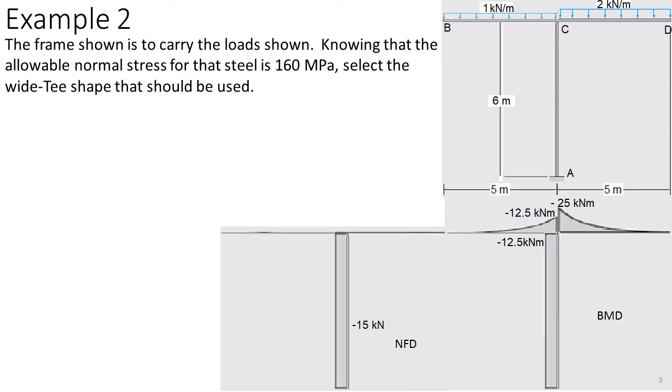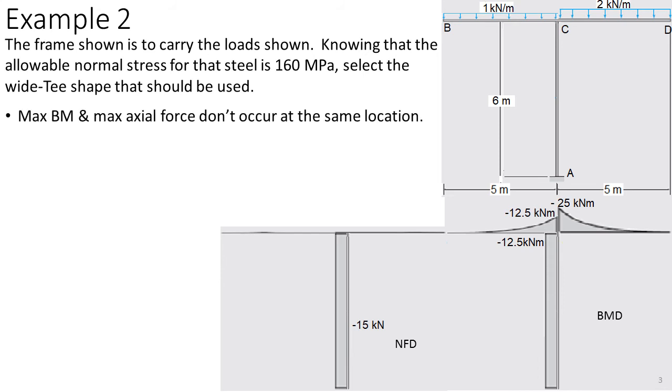However, if we look at the normal force diagram, the normal force in BC and CD is 0. The normal force in AC is the summation of all of the vertical forces, which is 1 times 5 plus 2 times 5, so this is negative 15 kilonewton. In such a case, we understand that the maximum bending moment and the maximum axial force do not occur together at the same location.